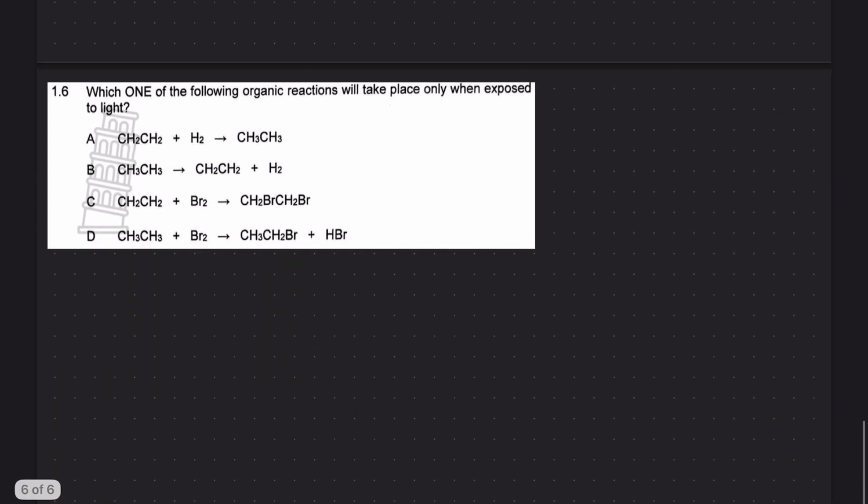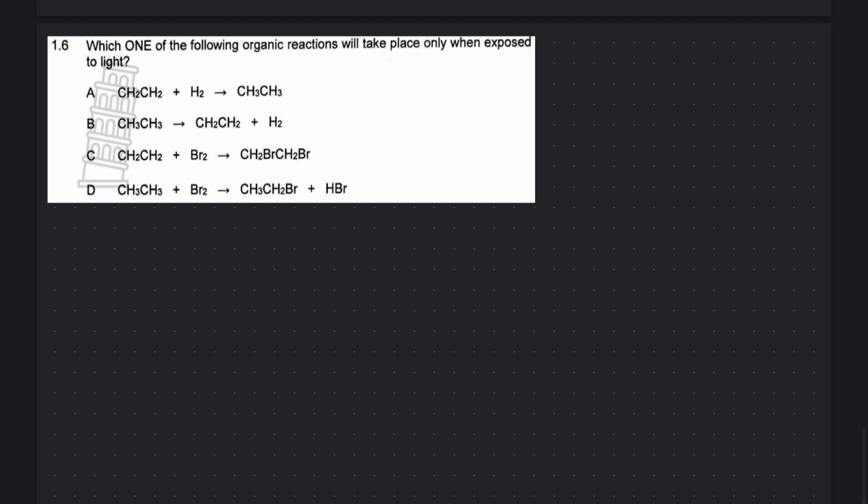Okay, question 1.6. Which one of the following organic reactions will take place only when exposed to light? So important, exposed to light. So there's only one reaction that we learned that involves light, and that is a substitution reaction. Right? If you can't remember specifically which one, that's fine. I can show you. We'll work it out.